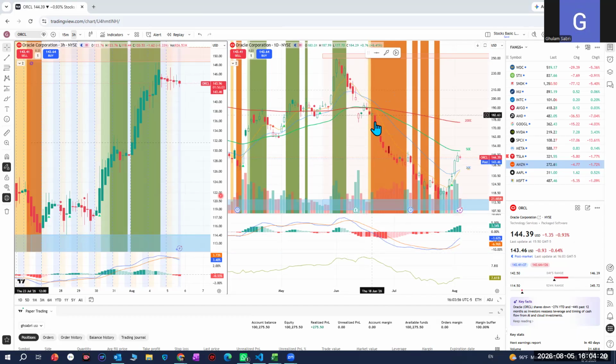Is this an entry? Now people ask me all the time, hey, it has come down to this place, is it a good entry? It's come down to this place, is it a good entry?